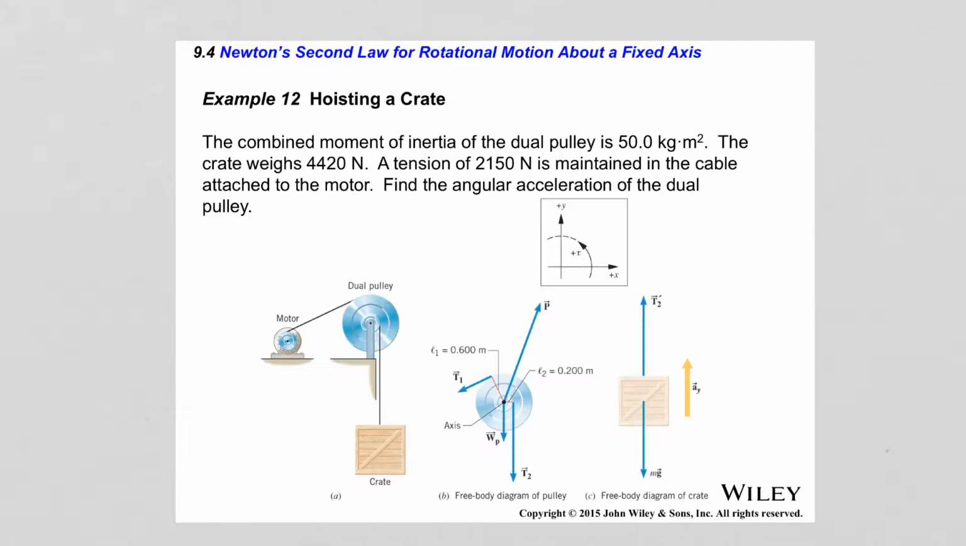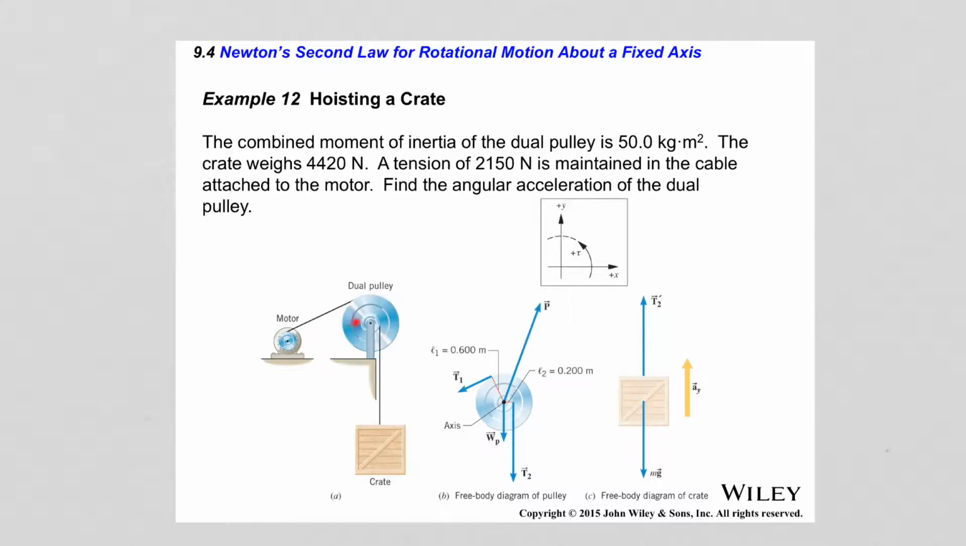The combined moment of inertia of the dual pulley is 50 kilograms meter squared. The crate right here weighs 4,420 newtons. A tension of 2,150 newtons is maintained in the cable attached to the motor. Find the angular acceleration of the dual pulley.